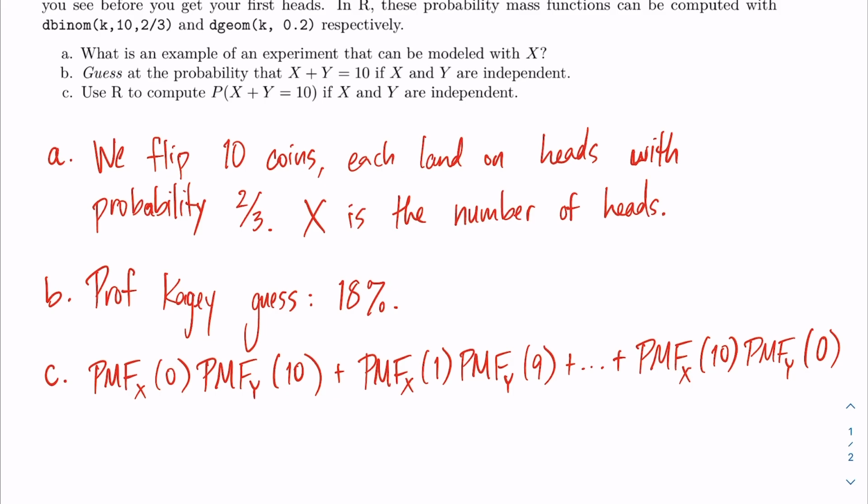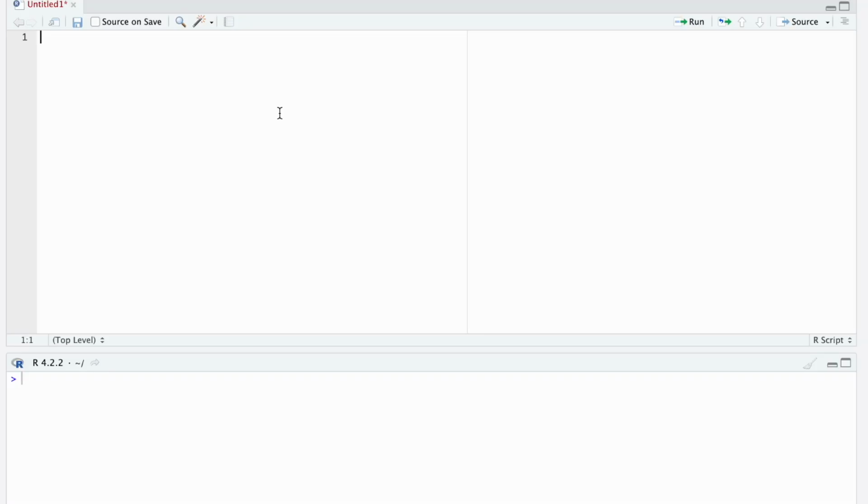Okay, and so we're going to implement this in R. It will be really quick, a one-line thing. So here again, what's the idea? We're going to do PMF x of 0 times PMF y of 10 plus, now here x equals 1 and y equals 9. That adds up to 10. And then lastly, we're going to go all the way till x equals 10 and y equals 0.